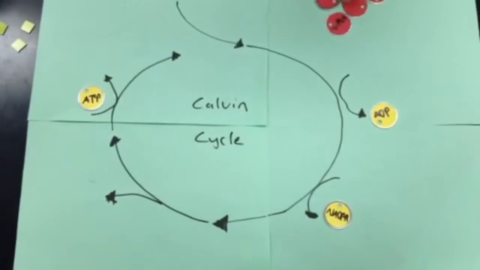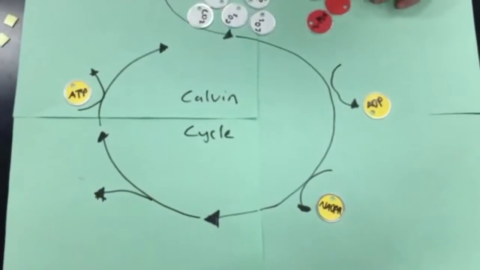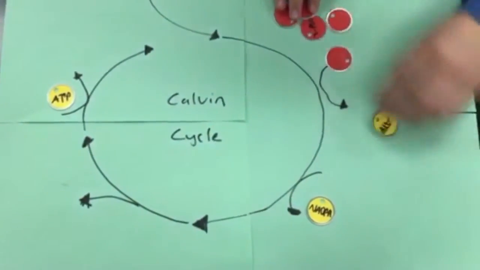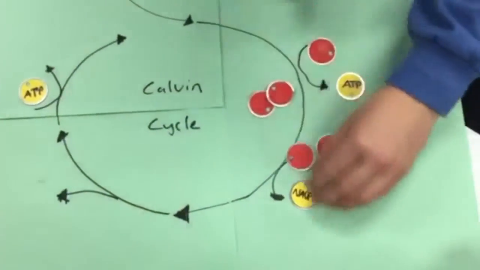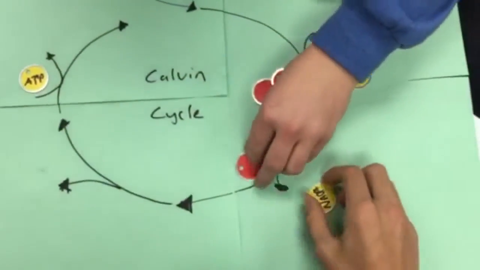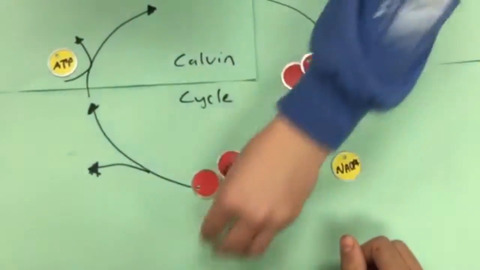Next step would be the Calvin cycle, the light-independent reaction. In the Calvin cycle, 6 CO2 molecules combine with 6 5-carbon compounds to form 12 3-carbon molecules, otherwise known as PGA. As it moves through, ATP and NADPH is used.